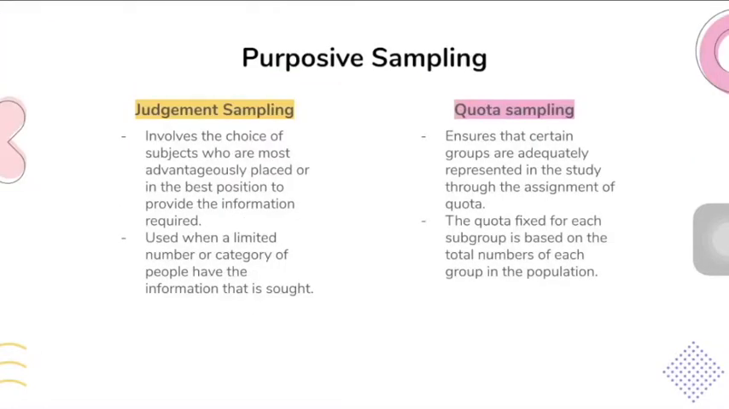The first one is judgment sampling. It involves the choice of subjects who are most advantageously placed or in the best position to provide the information required. For instance, if a researcher wants to find out what it takes for women managers to make it to the top, the only people who can give first-hand information are the women who have risen to the positions of top managerial positions.